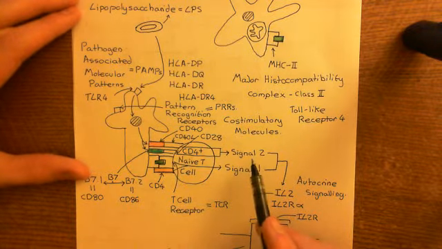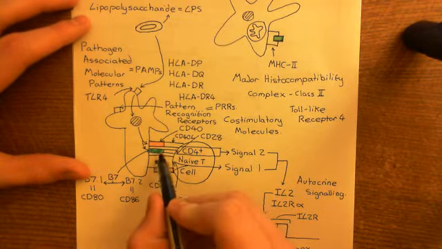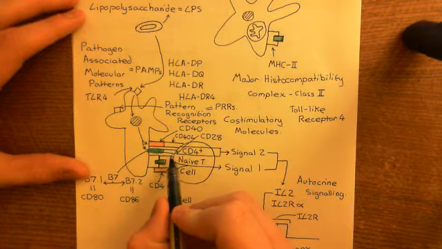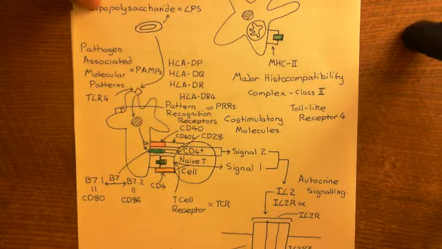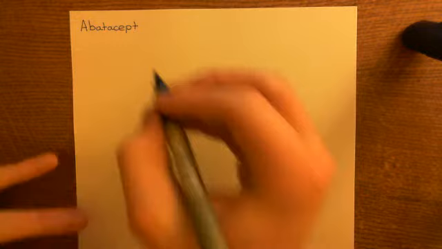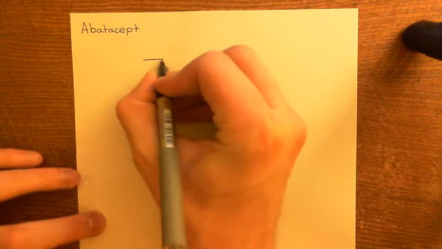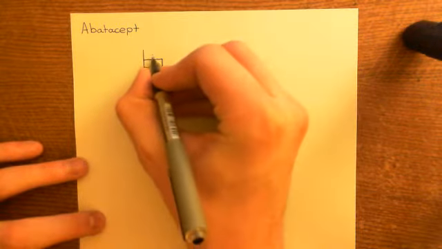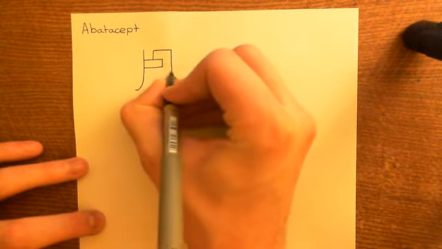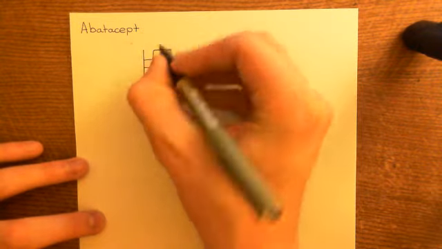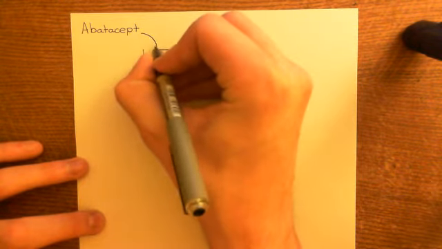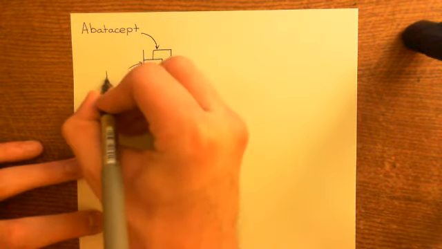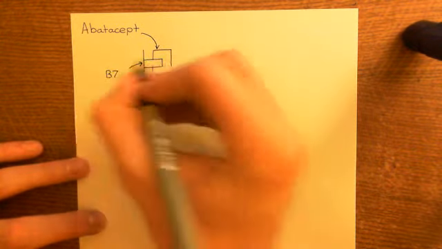Now, abatacept is going to work by binding to B7 molecules and preventing the B7 molecule from being able to bind to the CD28. So let me show this here. If we have our B7 molecule here on the surface of our dendritic cell, this drug, abatacept, which I'm going to show here, will bind over the surface of the B7 molecule, whether this is B7.1 or B7.2, it will do it to both of them.